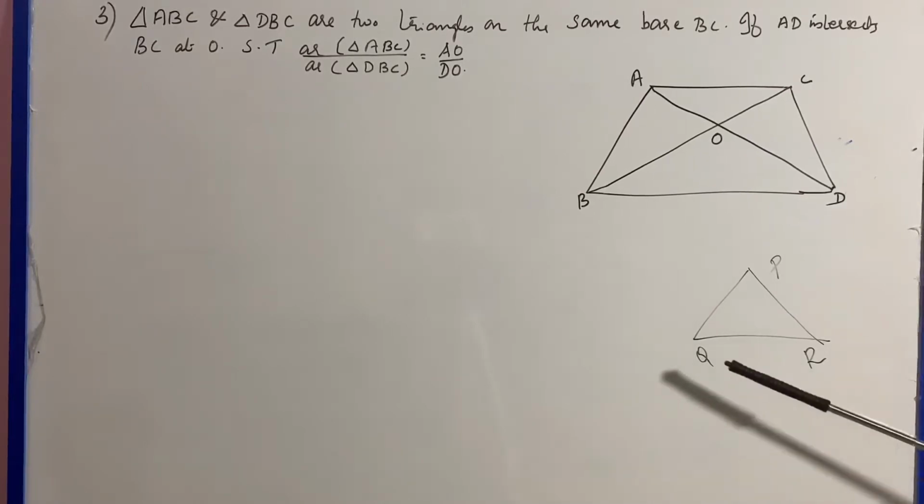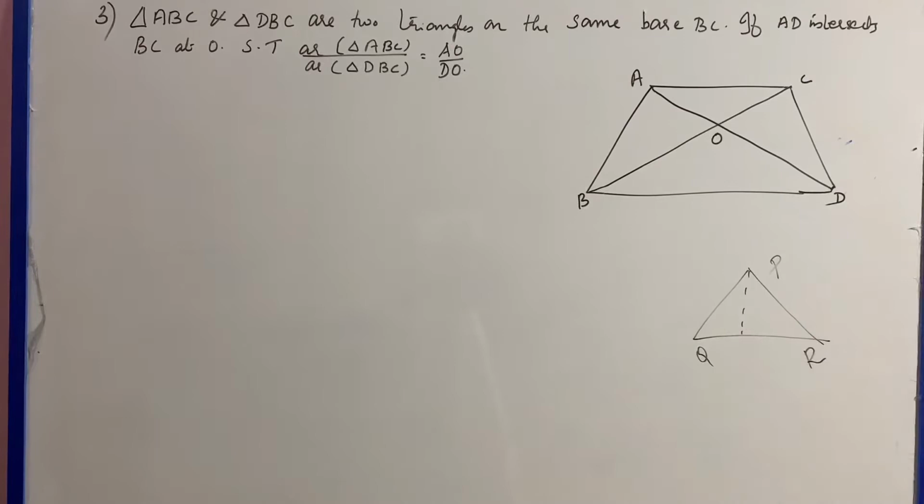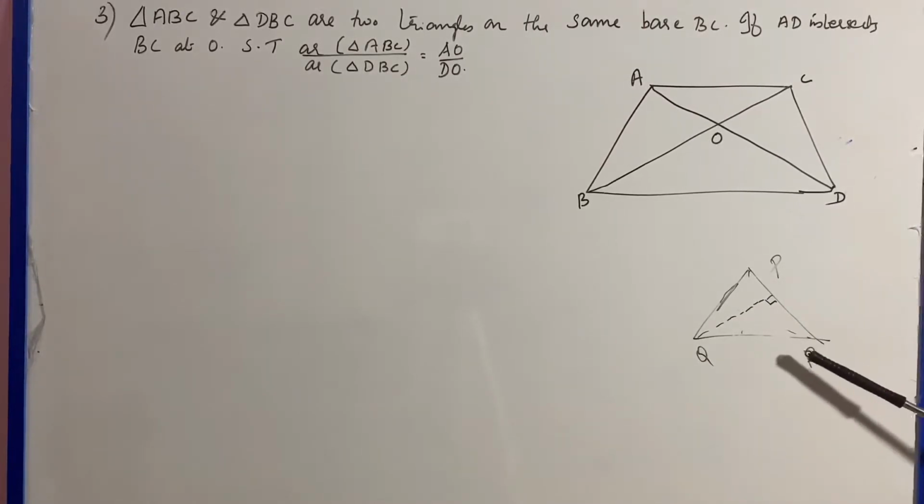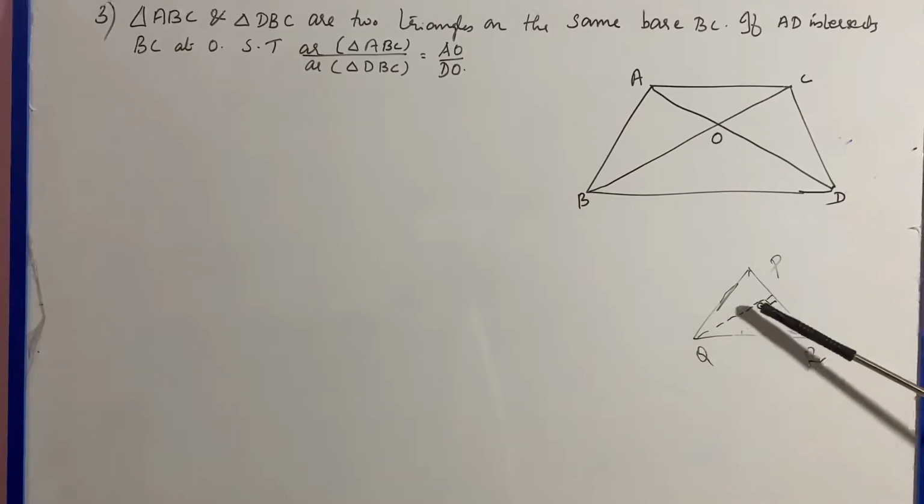Okay, if you are taking QR as the base, we need an altitude from P to QR. See, if we are taking PQ as the base, we need an altitude from R to PQ. If we are taking PR as the base, we need an altitude from Q to PR to find the area.